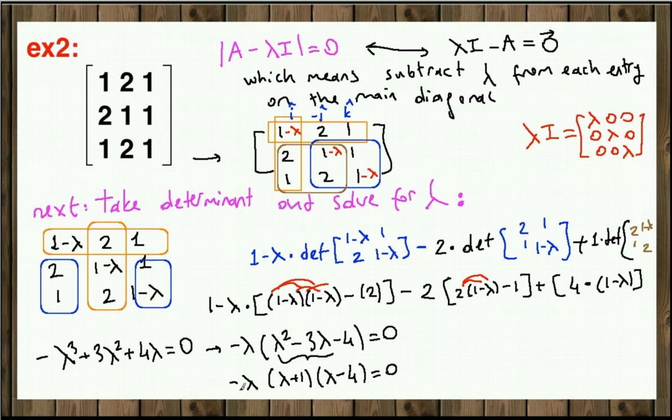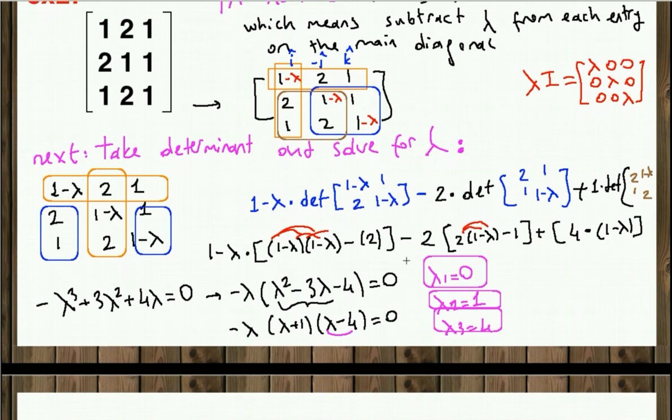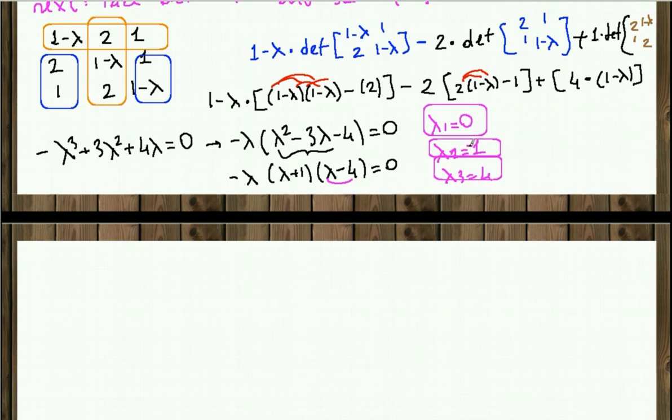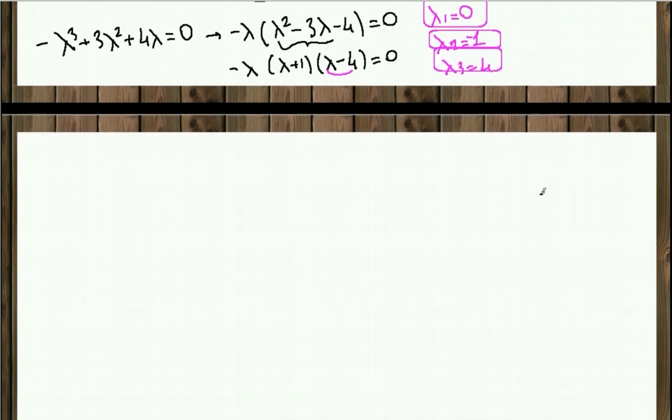Here, the first lambda value is 0, lambda equals negative 1, and lambda 3 from this factor equals 4. These are our eigenvalues. Now we're going to find the corresponding eigenvectors for each lambda value. Let's find the eigenvector for lambda equals negative 1. Again, the order is not important.